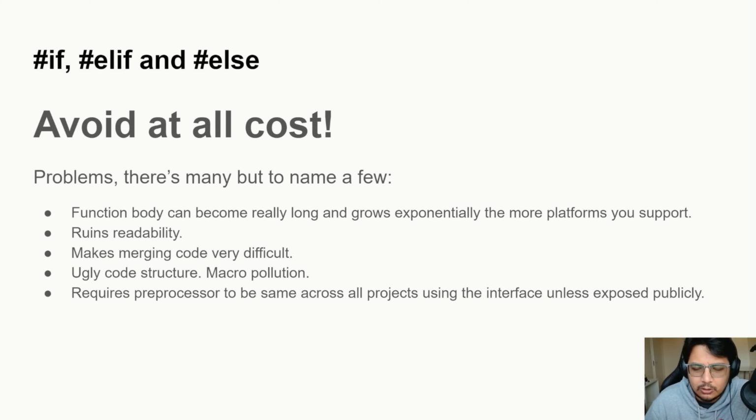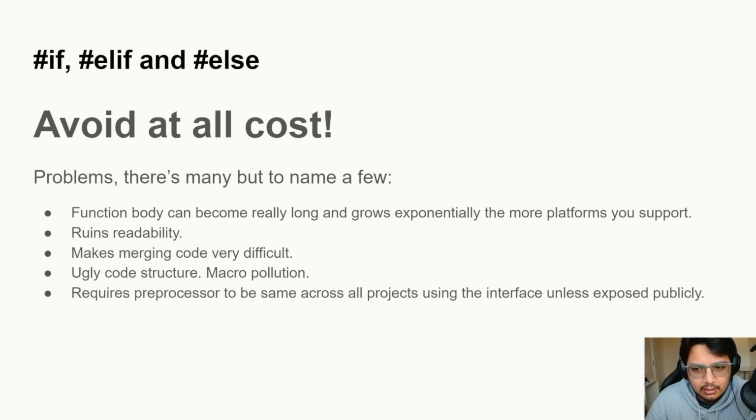Aside from that, very ugly code structure, there's macro pollution everywhere. And the most problematic part when using this method is that it requires the preprocessor definitions that you've defined to be exposed to other libraries. So in your build system, you could usually define a certain set of macros, but it's usually self-contained, right? It's always private to its own project.